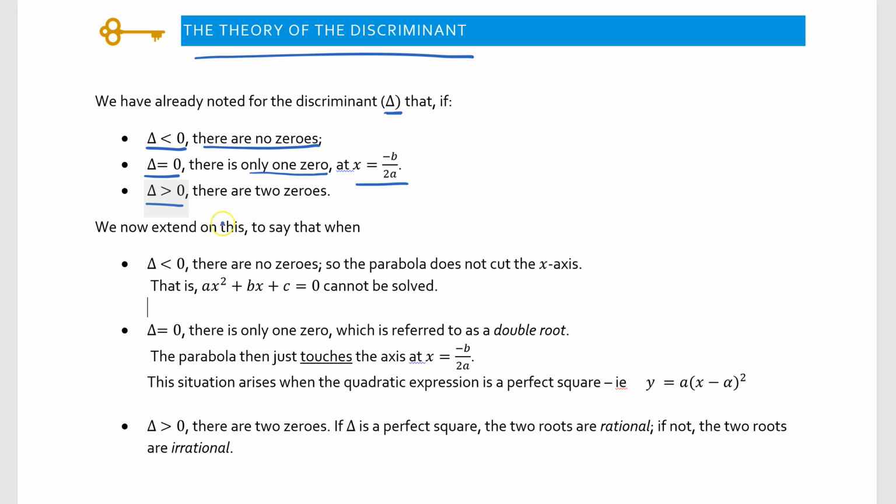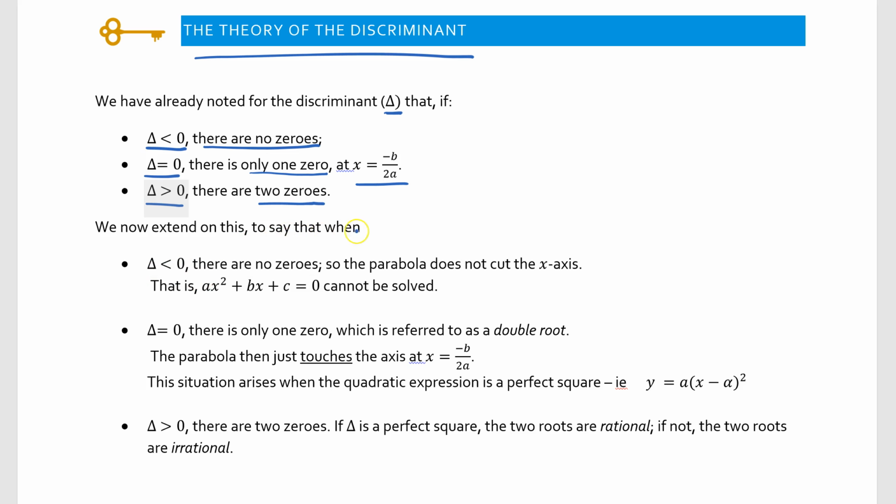And if the discriminant is greater than 0, there are two zeros, or two places where the parabola cuts the x-axis, and they may be nice numbers, which would happen if the discriminant is a perfect square. And nice numbers is not very technical. Perfect squares would be better. And they may be surds if the discriminant is irrational.